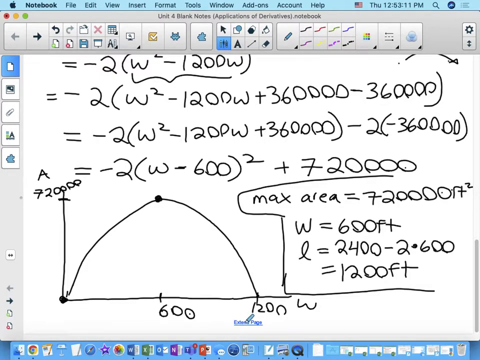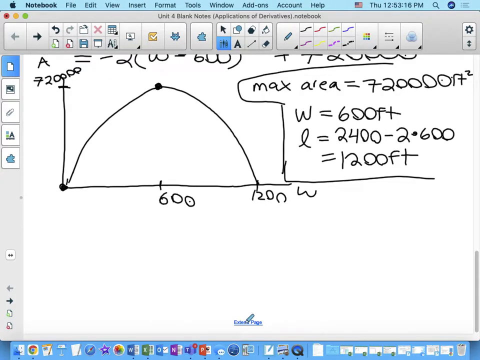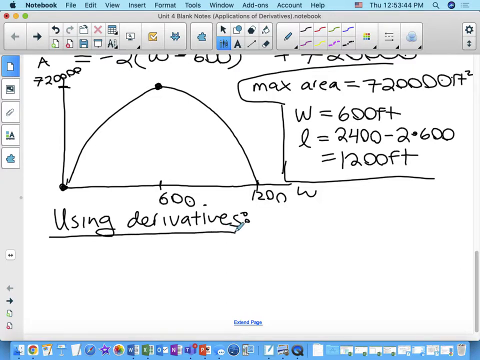Okay, let's talk about how to speed this up a little bit, because now we know about derivatives. And we know that when you're at a maximum point on a function, what is the value of the derivative at that point? What is the value of the derivative over here? 0. Exactly. So using derivatives, okay, we still have to get to this point.